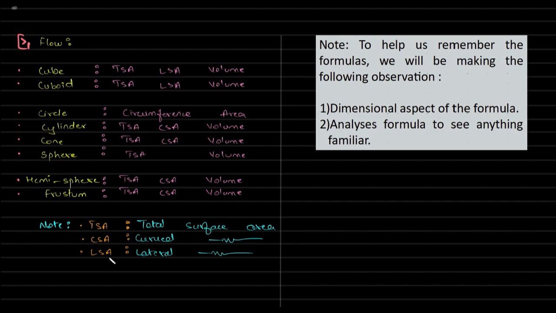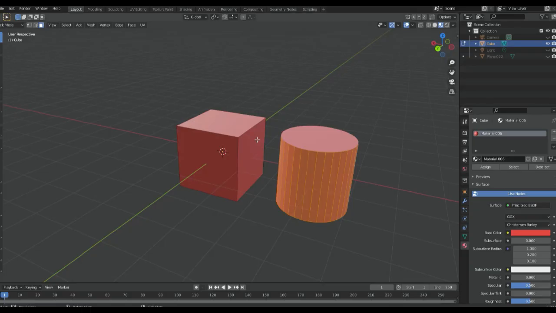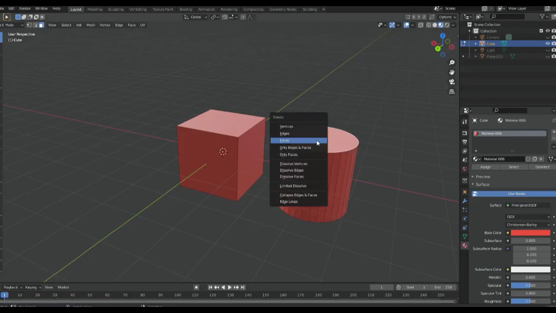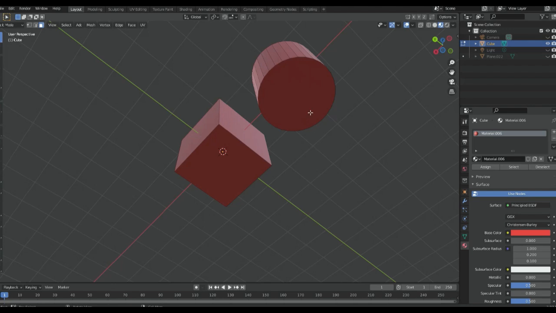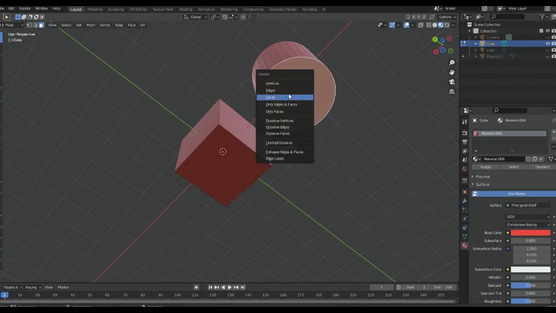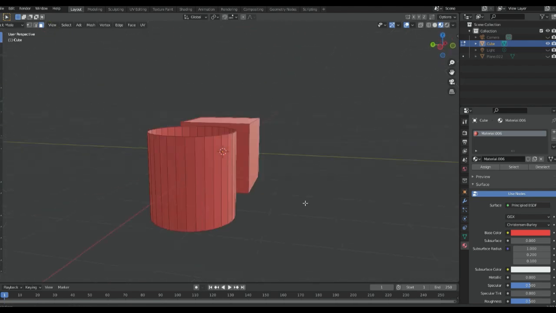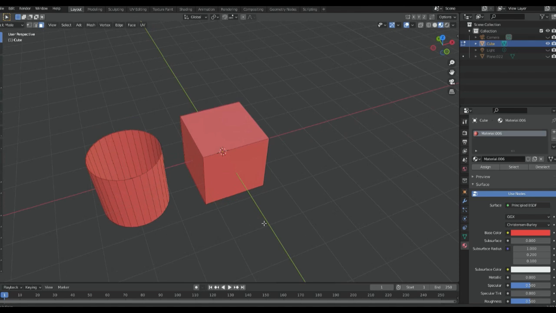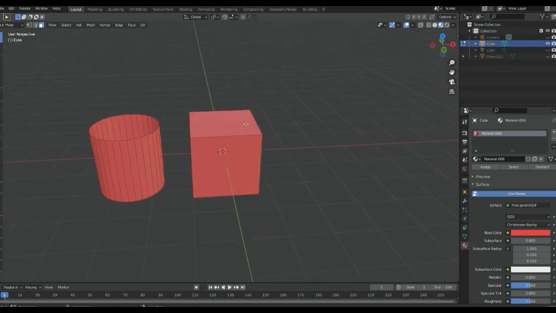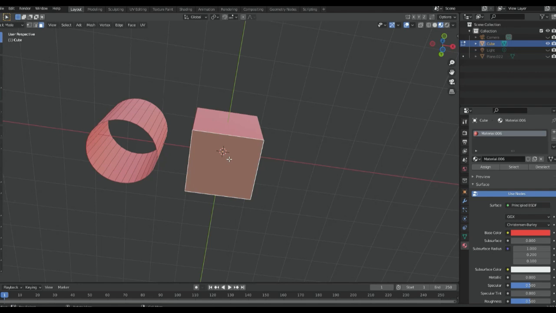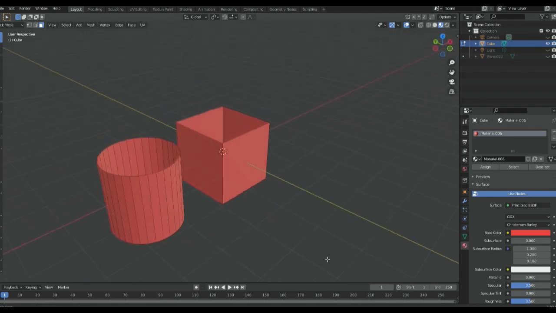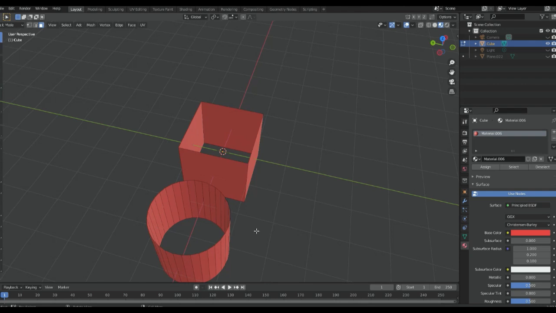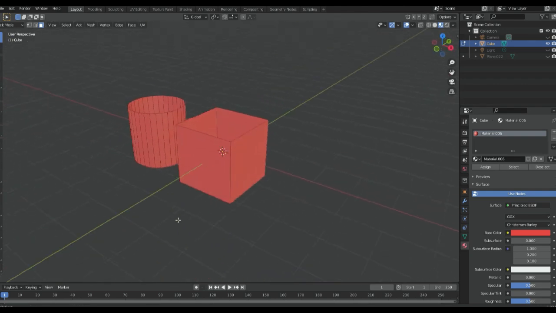The last one is lateral surface area. Lateral means excluding the top and the bottom. Whatever surface area is remaining, that is your lateral surface area. Basically the sides. So if I remove the top and the bottom, the rest of the structure is your lateral surface area. The sides are your lateral surface area.